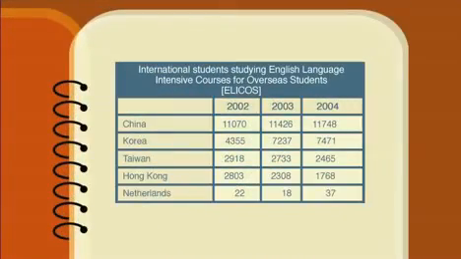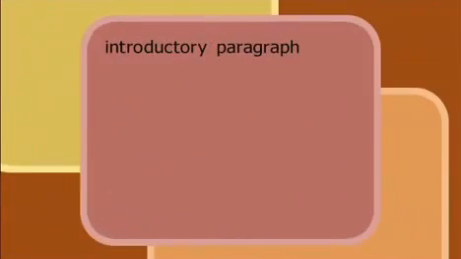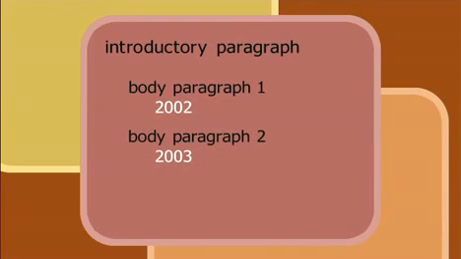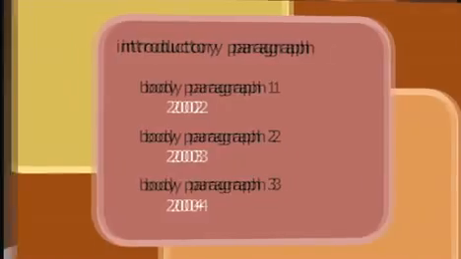Now let's finish with another example. Here's our data. It's a table. You can see that it shows data for the number of international students studying intensive English courses in Australia. We have the number of students in 2002, 2003, and 2004 for five countries: China, Korea, Taiwan, Hong Kong, and the Netherlands. So, how could you structure this essay? One option is to have body paragraphs for each of the 3 years. Within those paragraphs, you'd have to describe data for the five countries. You might be able to think of some other structuring options as well.